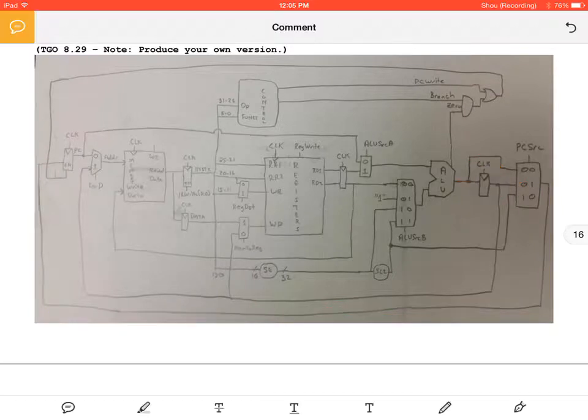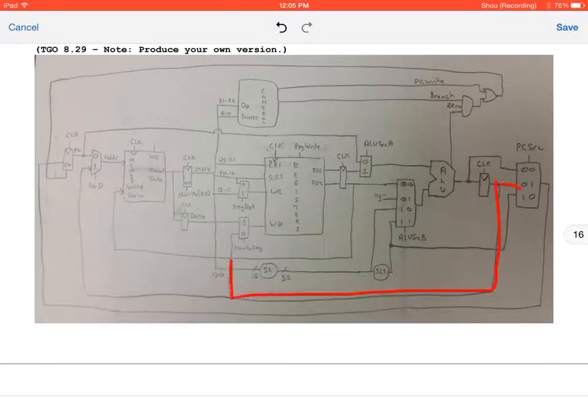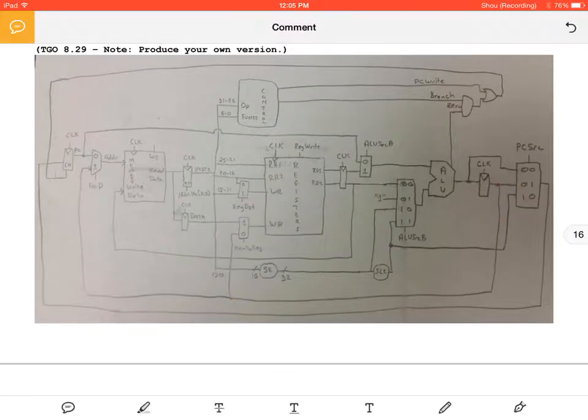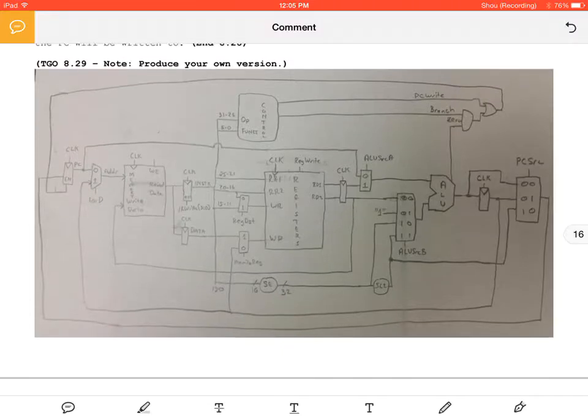Or, if it's this way, it's an R-type instruction or an I-type instruction where we're updating the registers, and then we use our mem to reg control signal like we discussed before to write to the register. So that's the write data.